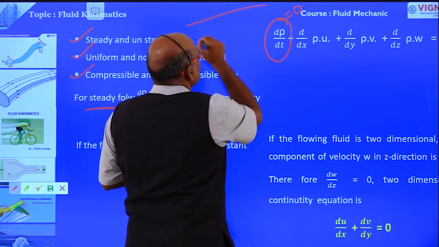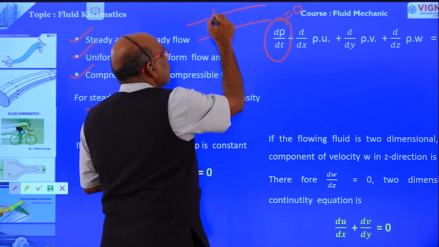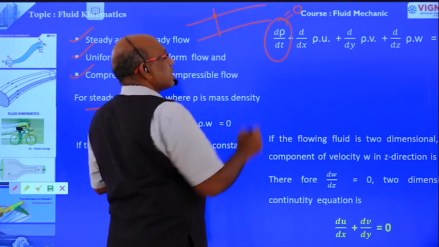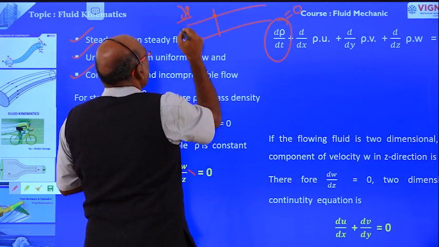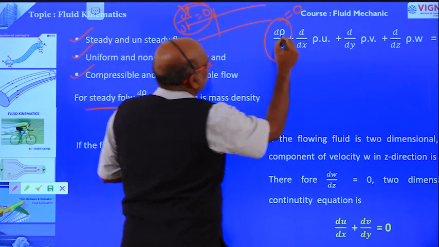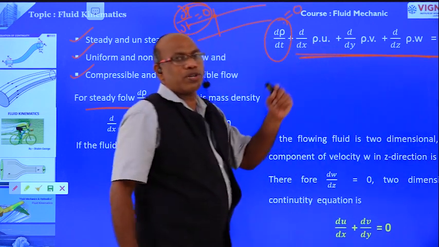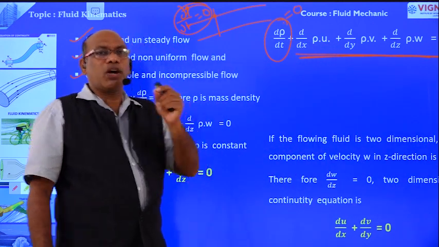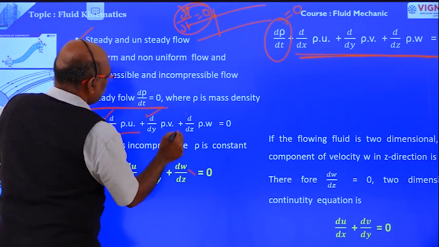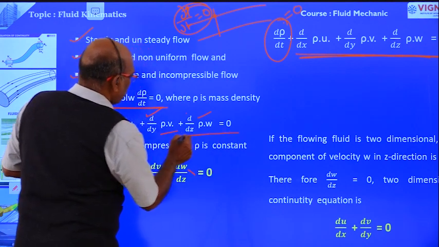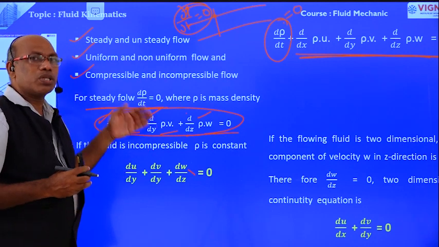Steady flow means that, in a channel or a pipeline, at a point the rate of change of density or velocity does not change with respect to time. Therefore, dou rho by dou t is equal to 0. In case of steady flow, the continuity equation is dou by dou x of rho u plus dou by dou y of rho v plus dou by dou z of rho w is equal to 0.